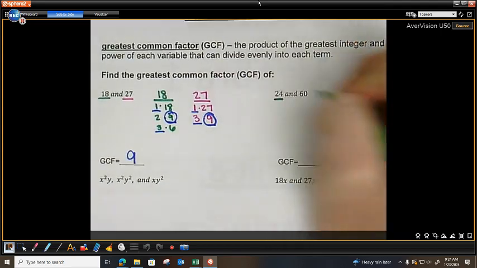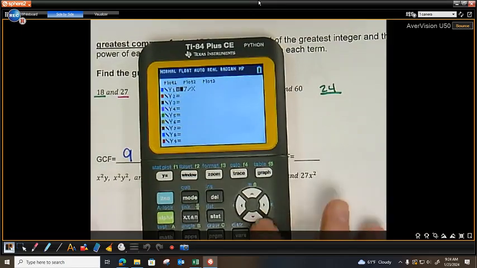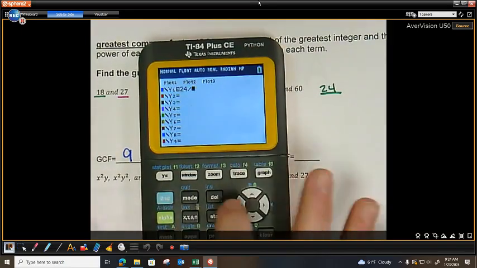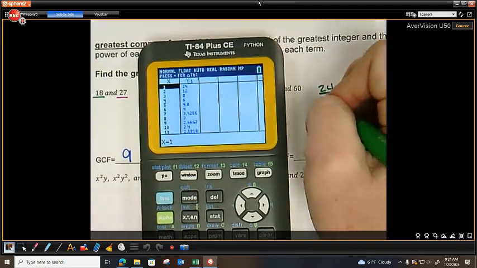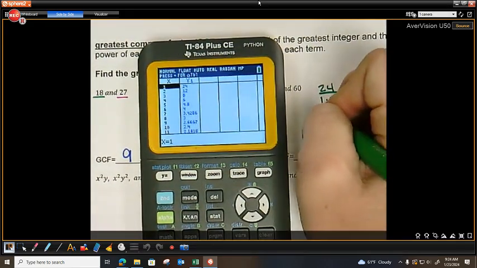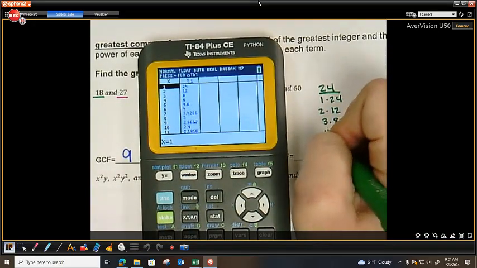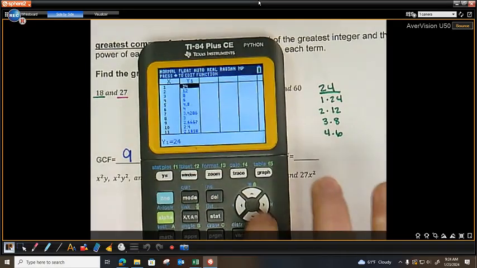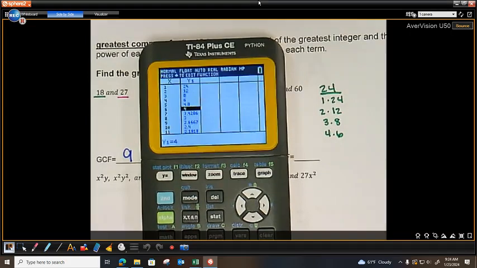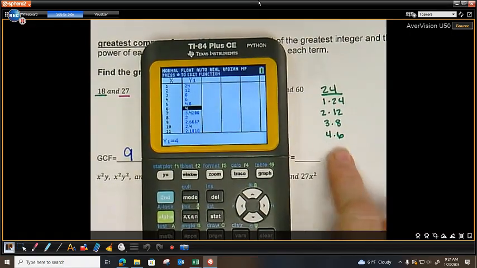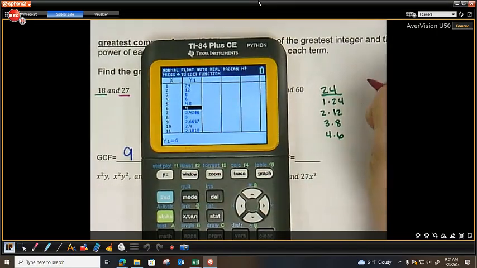Next, 24. We're going to list out all of our factor pairs of 24. 24 divided by x. Then go to the table. 1 times 24, 2 times 12, 3 times 8, 4 times 6. Then I get 5, but that gives me a decimal. And then I get to 4, but that's 4 and 6. I already have 4 and 6 on my list. So I'm done listing out factor pairs of 24.